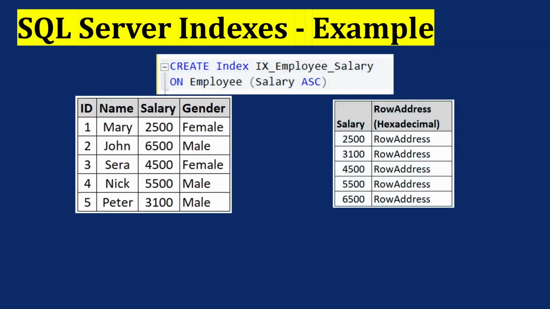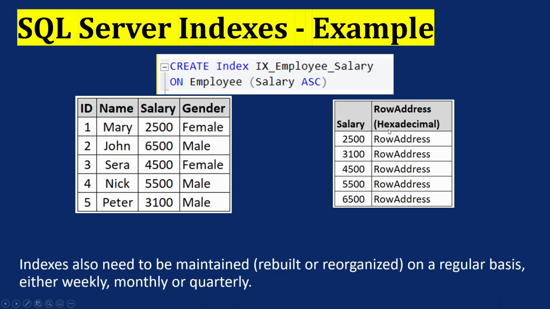Now, suppose we create an index. That is the script that I will use to create an index on the employee table, and I will set the order as salary ascending. On the left-hand side is the table that I have created. On the right-hand side is the new index that I have created. As you can see, the salary column is in ascending order, and you have the row addresses, which for the purpose of this example I have just placed as simple row addresses, but they will be in hexadecimal numbers. So what will the indexes do?